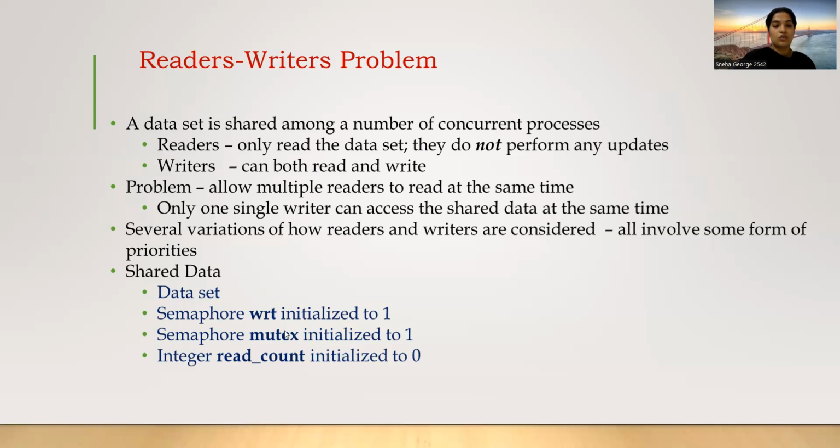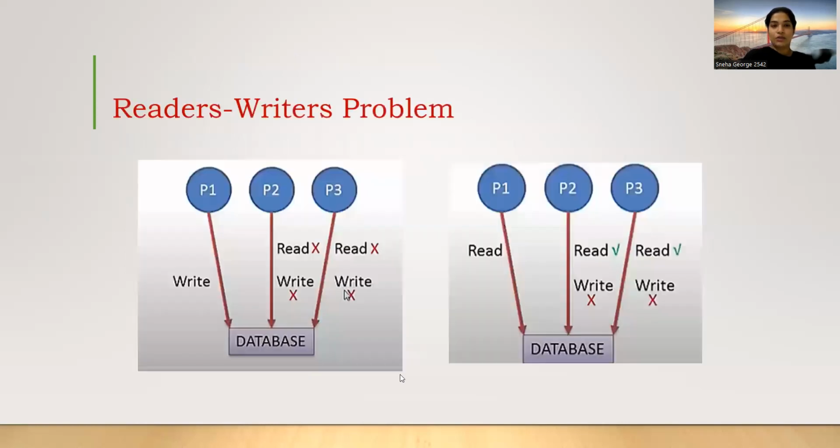So these two semaphores, write and mutex, are two binary semaphores. Write is initialized to 1 and mutex is initialized to 1. Then you have an integer value, as I said, which is named read count, which will be initialized to 0. So let us see the examples.